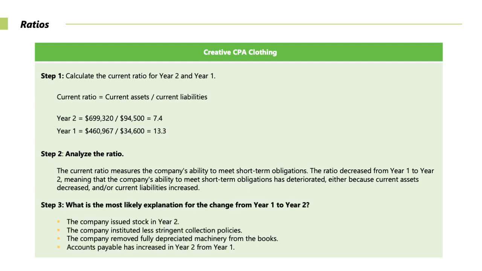Well, the company issued stock. No, you'd get money for that. The company instituted less stringent collection policies. Possibly that would have lowered receivables, right? How about the company removed fully depreciated assets? That's non-current items, has no impact. Or accounts payable has increased. That could certainly be part of the reason. Accounts payable going up. The only problem with that is if accounts payable go up, chances are your cash hasn't gone down. So that's an interesting way to look at that one.